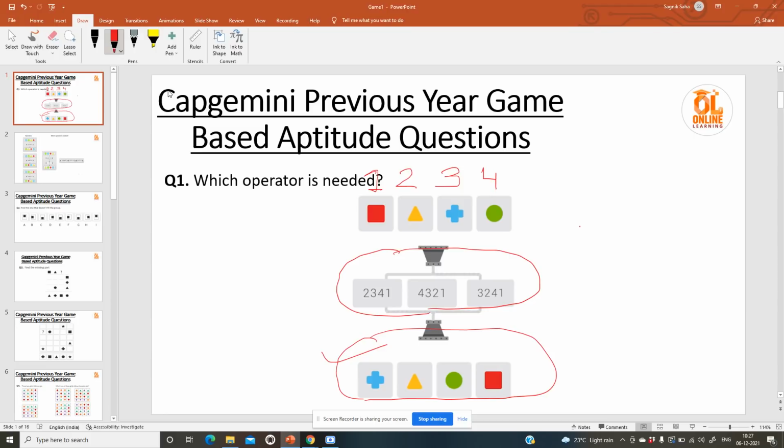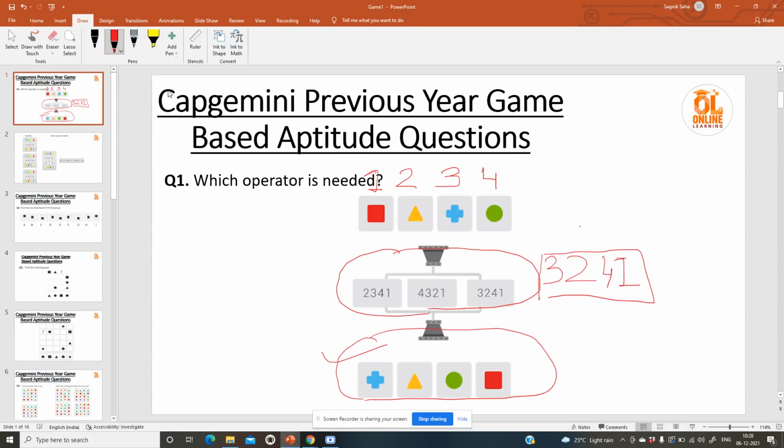What is the number of the plus sign? It is 3. So first we will be having 3. Then which shape is present? Triangle is present. So what is the number of the triangle? The triangle number is 2. So we will be having 2. Then which shape is present? Circle is present. The number of the circle is 4. So 4 will be there. Then finally we have the square. The number of the square is 1. So the answer will be 3241. So it is very easy. Just you have to know the logic.